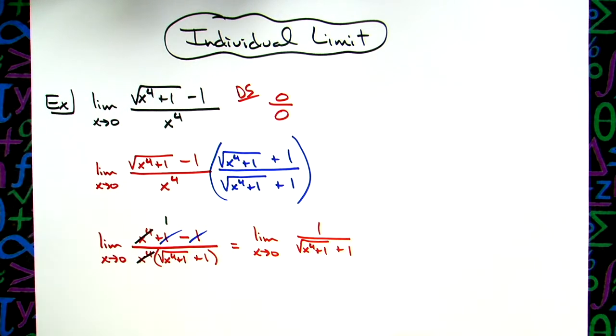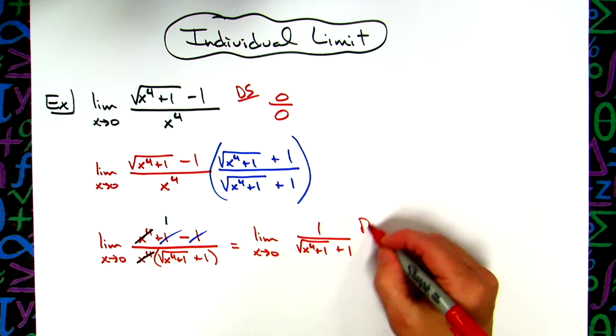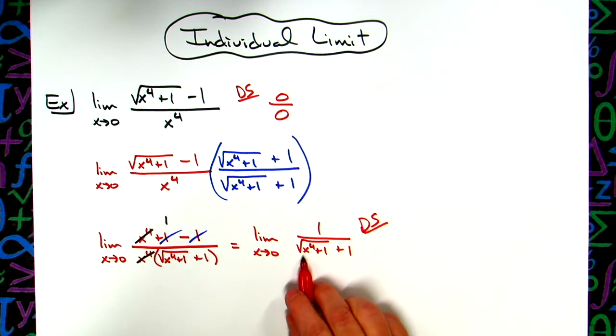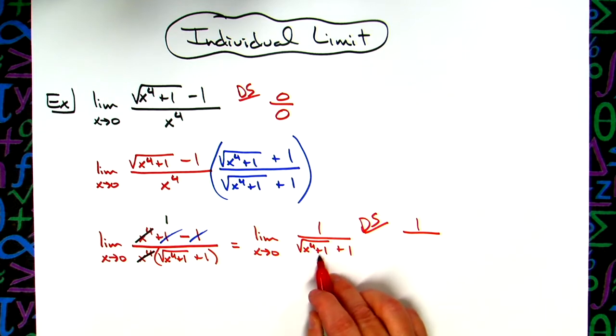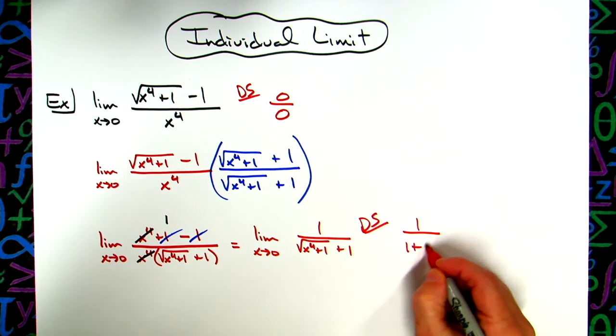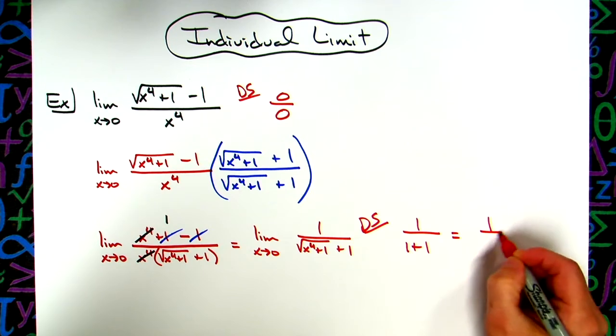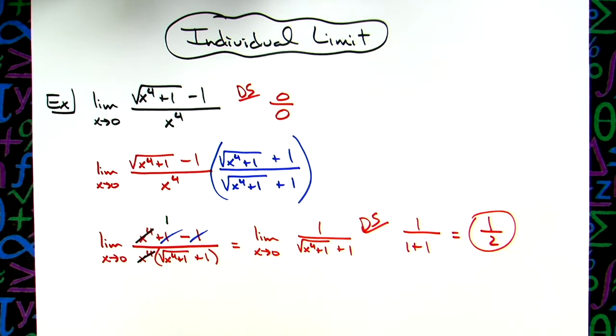Now, when I go to plug in, I'm ready for my direct substitution here. I'm going to plug a 0 in here. So my 1 stays on top. Square root of 1 is going to be a 1. So I'll have a 1 plus a 1 on the bottom. That's going to give me a 1/2 as the overall limit.